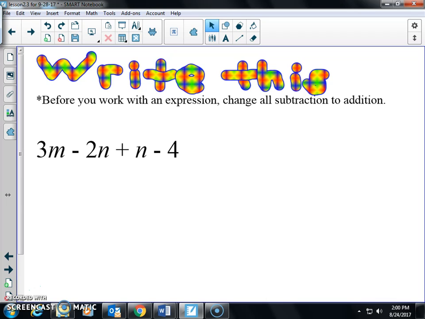All right. If this expression is not in your notes, please get it in your notes. It says 3m subtract 2n plus n minus 4. And notice above it on the board, I wrote, write this in big colorful letters. So make sure you write that sentence. It says, before you work with an expression, change all subtraction into addition. So you got to think back to chapter 1 and think about how we changed subtraction into addition. And if you need to, you might have to get out your chapter 1 notes. Think about what we did. How do we change subtraction into addition? If you have an idea, get ready to share it with us.